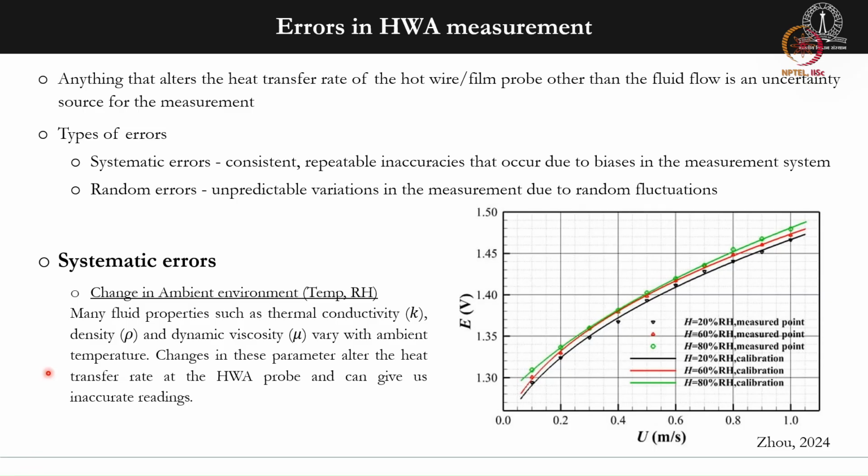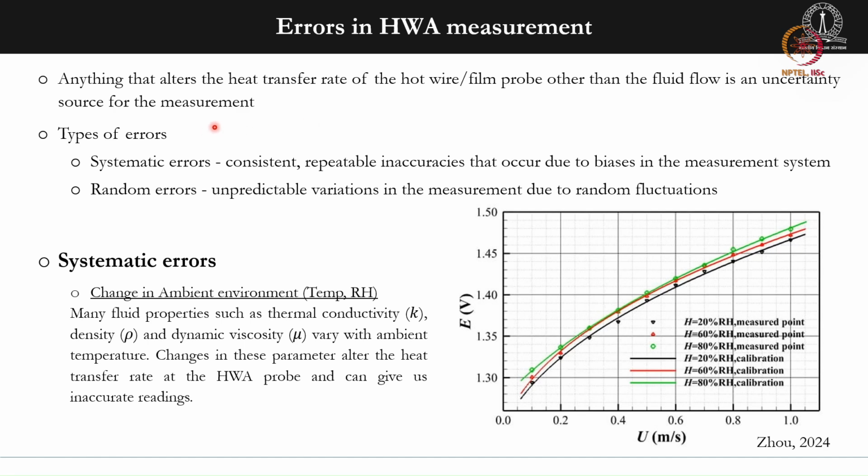anemometers. Now let us look into the inaccuracies that we commonly encounter in hot wire anemometer measurements. The reason why we get these inaccuracies is because the hot wire anemometer relies on the convective cooling of the probe to estimate the velocity. And this convective cooling rate can be altered by factors other than the velocity field itself. We will look into a few commonly observed scenarios to understand how this happens.